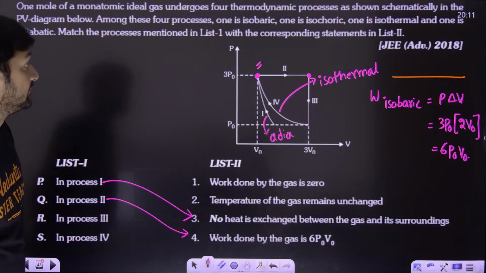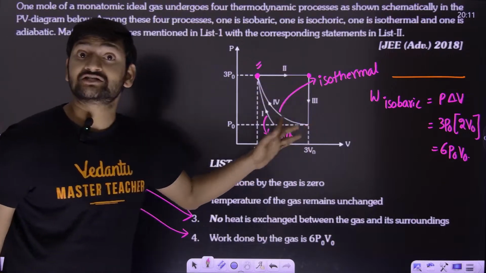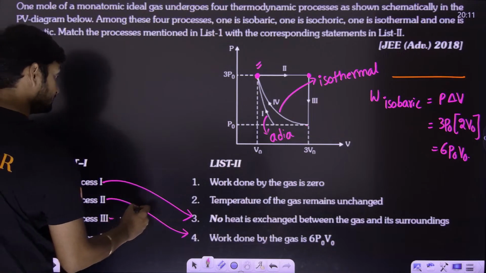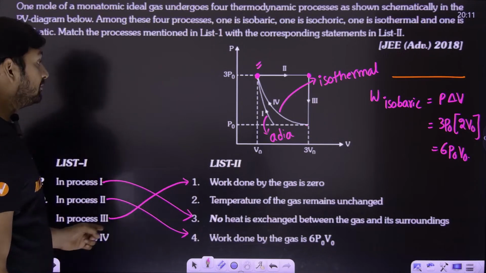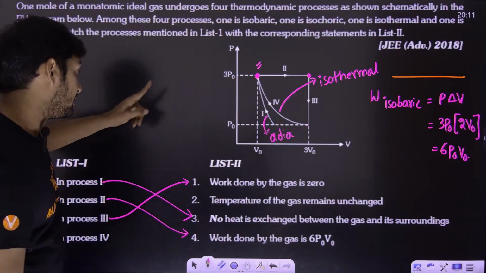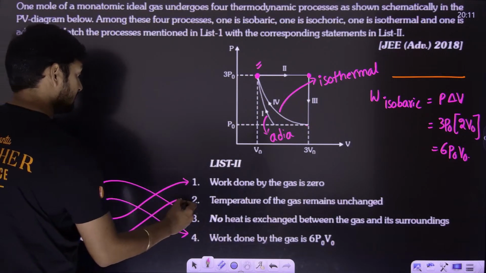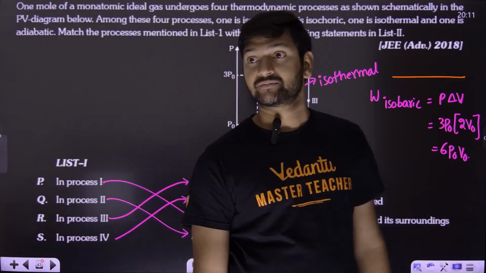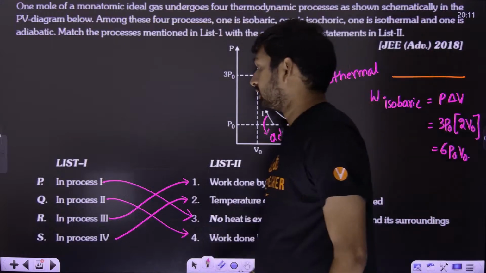Next, process 3. Process 3 has constant volume. If constant volume is there, there won't be any work done. And then process 4. Process 4 is isothermal, so temperature is going to remain constant. Done. This is a JEE Advanced 2018 question.